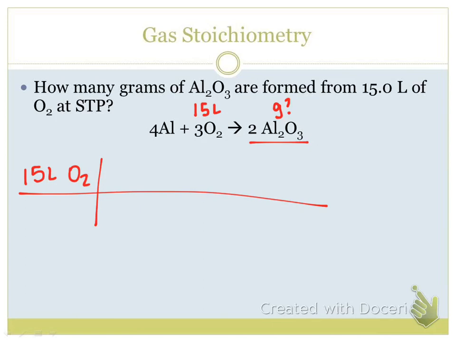We don't know how many grams of O2 are in a liter, right? But we do know how many moles are in 22.4 liters, right? We're going to use that conversion. So if I want to get rid of liters of O2 and go to moles, I know 1 mole is equal to 22.4 liters.